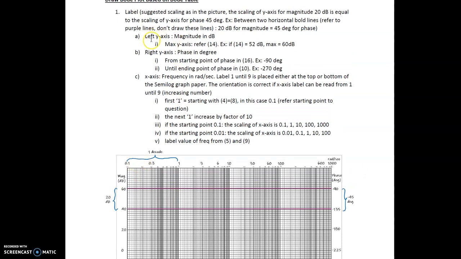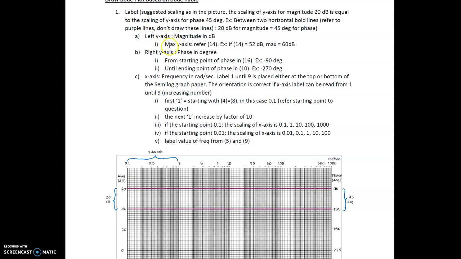The left y-axis, I choose for magnitude in dB, for the magnitude plot. The y-axis on the right, I choose for phase in degree. So I label the y-axis on the right as phase in degree, and I label the y-axis on the left as magnitude in dB.